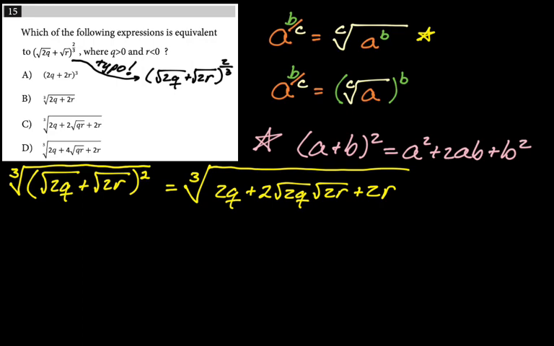All right, look at your answer choices now. Definitely you're choosing between C and D. So now we need to figure out why the answer is not C, but is instead D. But look how many 2's there are in that middle term there. We got 2, root 2q, root 2r. There's definitely more than just 2 root qr.